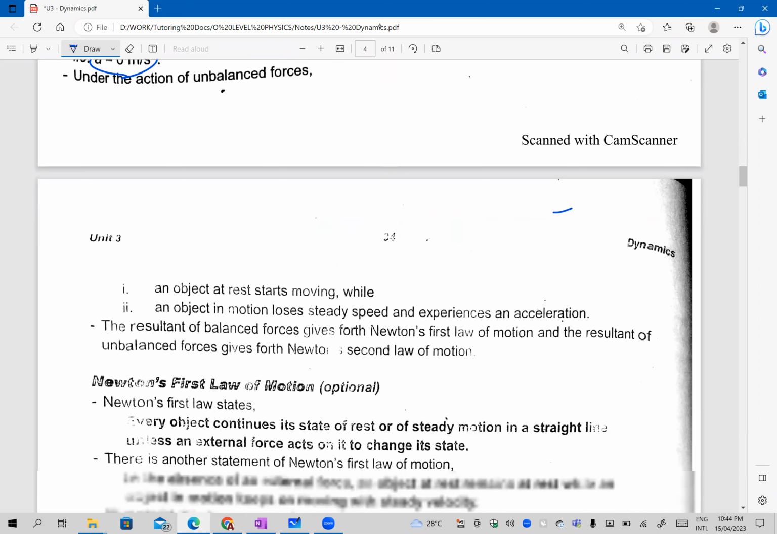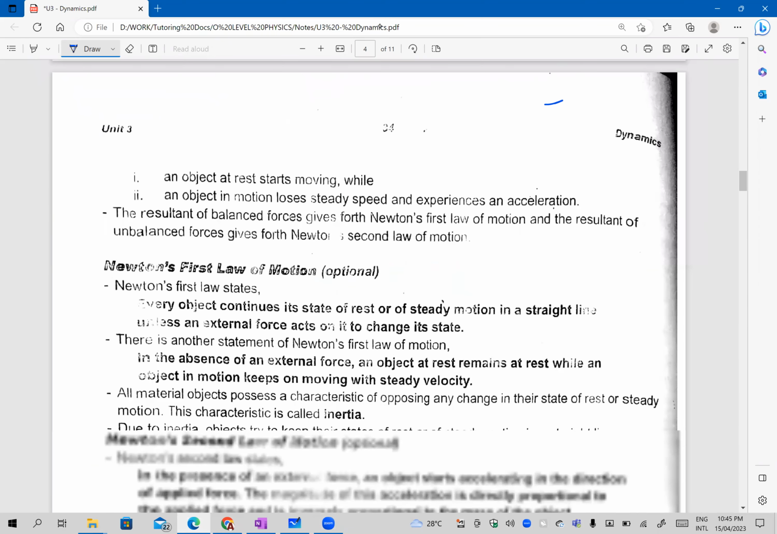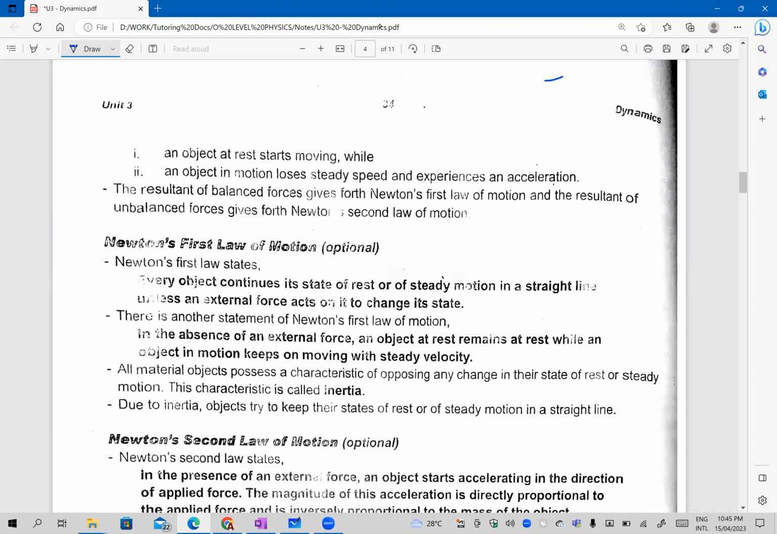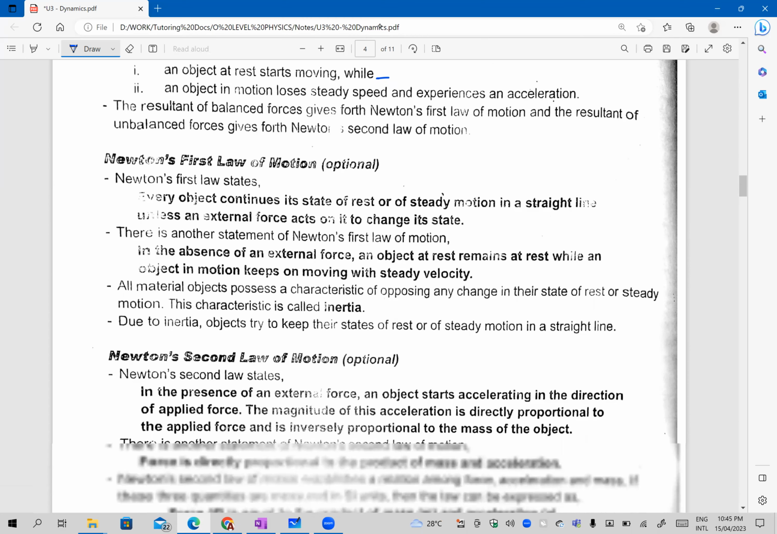Now, under the action of unbalanced forces, an object at rest starts moving. So when the forces are unbalanced, say there's a 5 Newton force, and now you put an unbalanced force of 3 Newton maybe, in the forward direction or even in the backward direction. If the object was moving, it might start moving faster or slow down. If an object was at rest, it might start moving. This is all that unbalanced forces can cause.